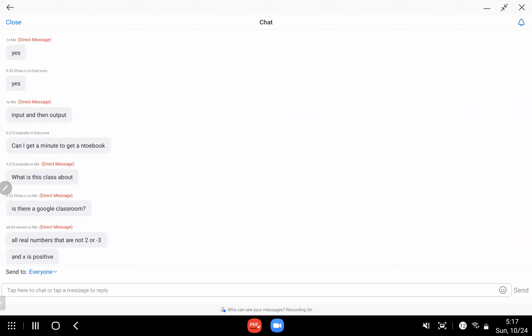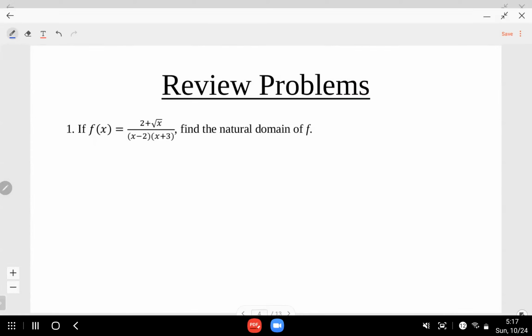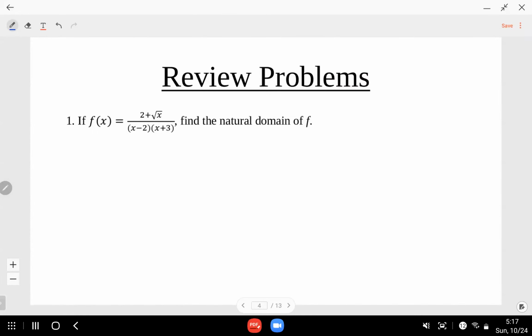Okay. So x must be positive, right? And all real numbers that are not 2 or negative 3. Okay. So yes, very good, Stephen. So the domain of f would equal x is a real number, obviously, and x must be greater than or equal to 0, and (x minus 2)(x plus 3) cannot equal 0.